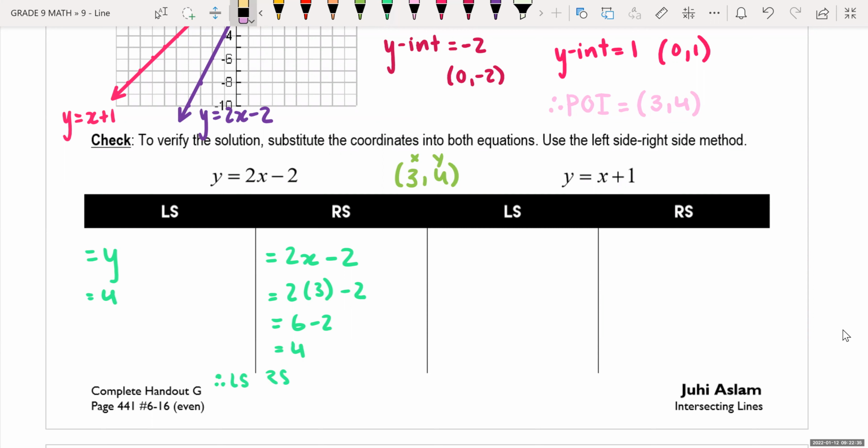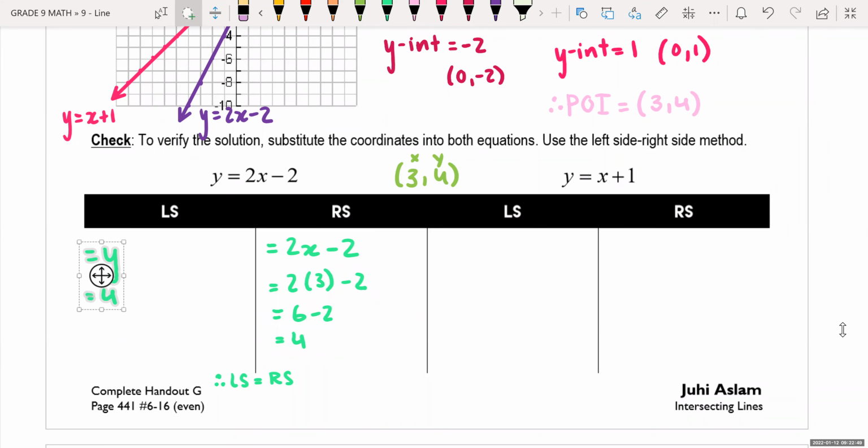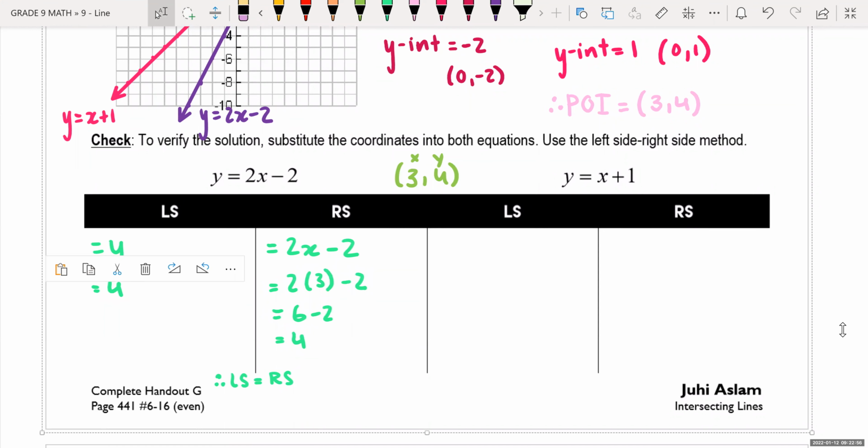And if you'll recall, we learned how to check our solution when we were doing equations. So we have practiced doing this before. You may just need to jog your memory by looking at some of those old handouts. Okay, so this equation works out. It seems like 3, 4 is a solution for this one. How about the one right beside it? So let's try that one.